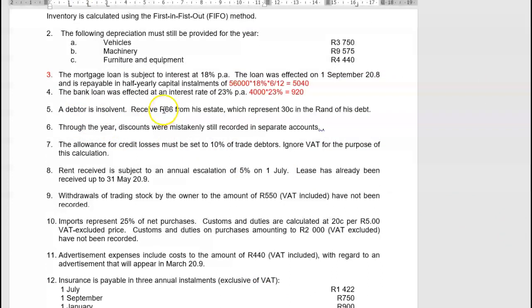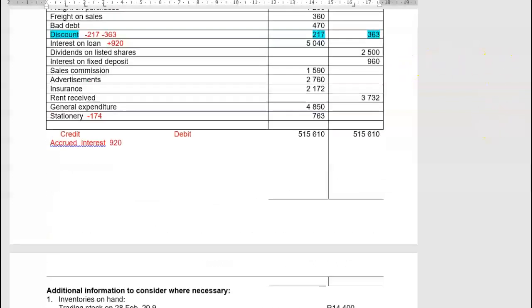A debtor is insolvent. We receive 66 Rand from his estate, which represents 30 cents in the Rand of his outstanding debt. So we have received 66 Rand, and that represents 30% of his outstanding debt. That means the full amount of his outstanding debt is 220 Rand. If his full outstanding balance was 220 Rand and we have received 66 Rand, how much are we going to write off? 154 Rand. Now remember, our VAT rate is 10%. So the VAT included in the 154 Rand equals 14 Rand. So what is the amount that we're going to write off? We are going to write off an amount of 140 Rand.